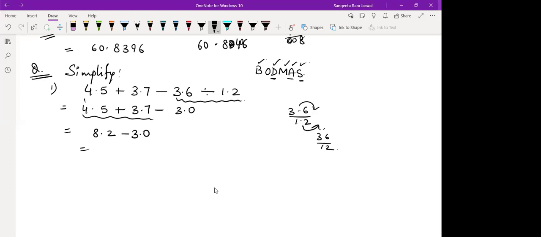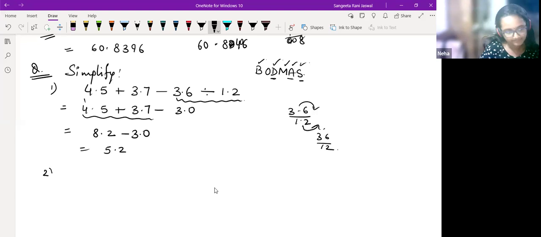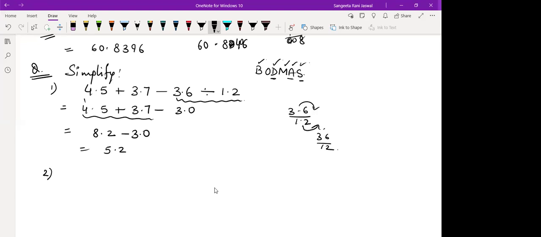So when you subtract this, what do you get? 2 point, and you have 5 here. 5.2. You got it, children? Yes, ma'am. Okay, I didn't understand, ma'am.